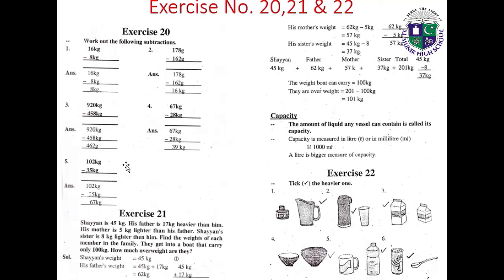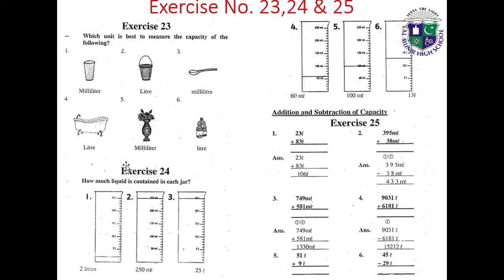A liter is a bigger measure of capacity. Exercise number 2. Tick the heavier one. The jug is heavier, and the large box is heavier than the small bowl. The big bowl is heavier, the big bottle is heavier, and the big can is heavier than the spoon. So tick the can.